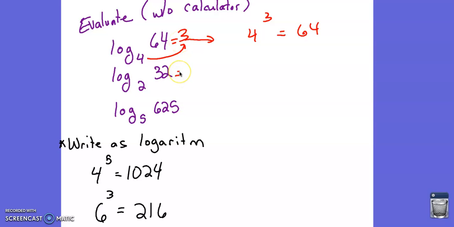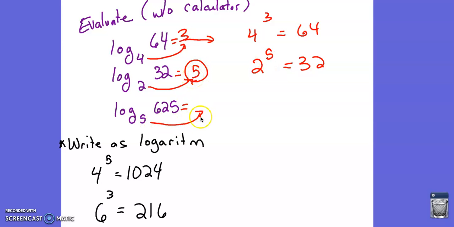And the same thing here, we're trying to find what power. So 2 to the what power equals 32, and that's 5. So that's the fifth power. Same thing here, 5 to what power is 625, and that would be the 4th power, so this equals 4.